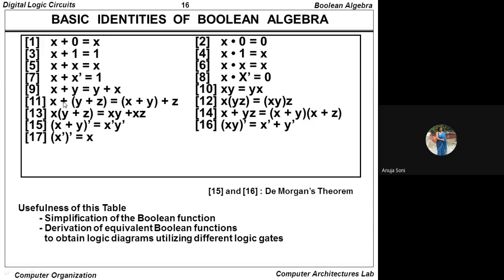It says that for x plus y plus z, first of all y plus z is done, and then ultimately it is operated with the x variable. Ultimately it will give you the same value as in case x plus y is done, and ultimately the logical OR operation is applied with z. It will give you the same value.